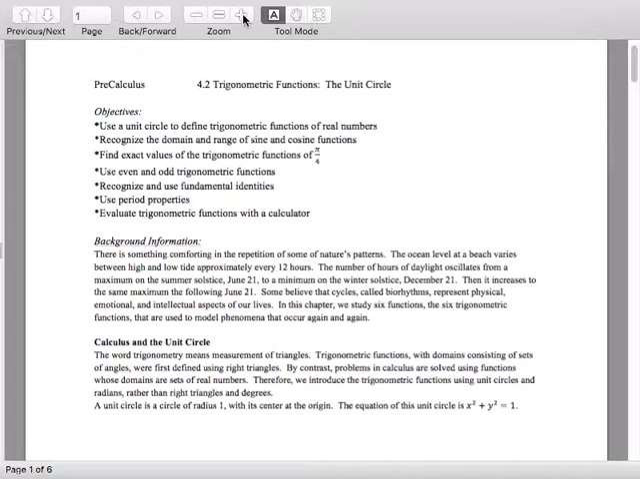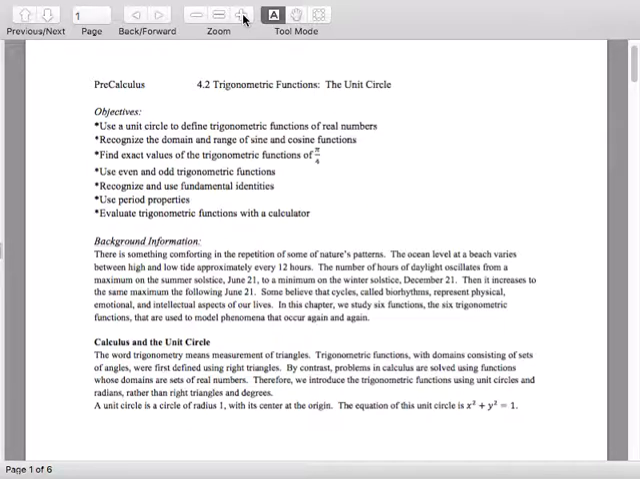The note packet here for 4.2. There's some background information. It says there's something comforting in the repetition of some of nature's patterns. The ocean level at a beach varies between high and low tide approximately every 12 hours.